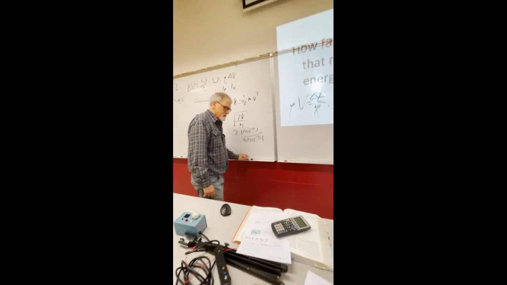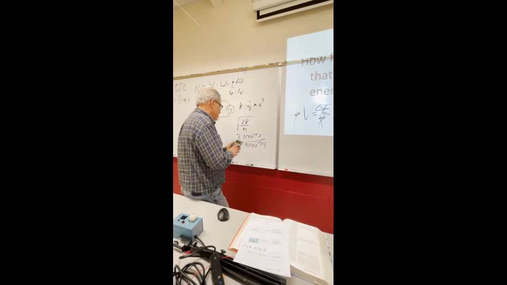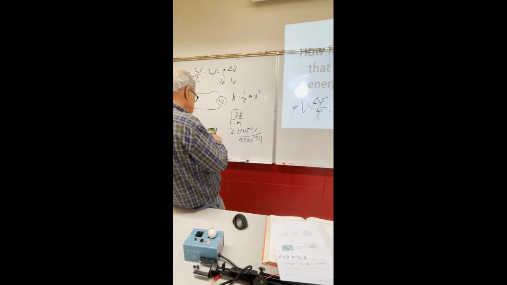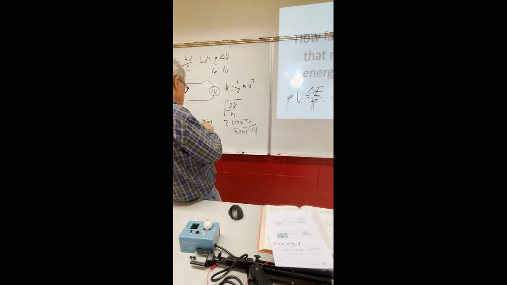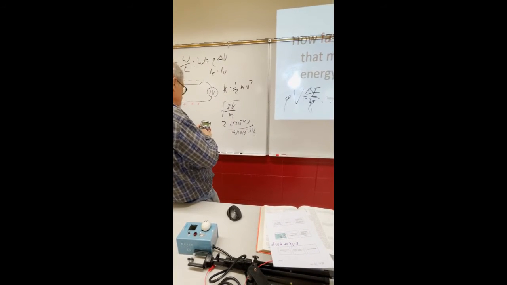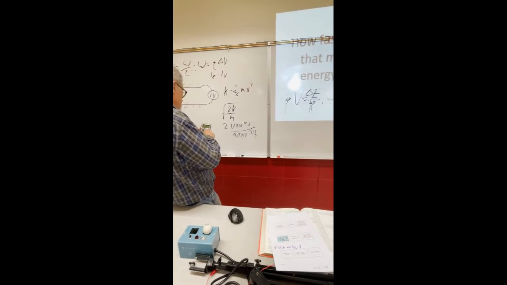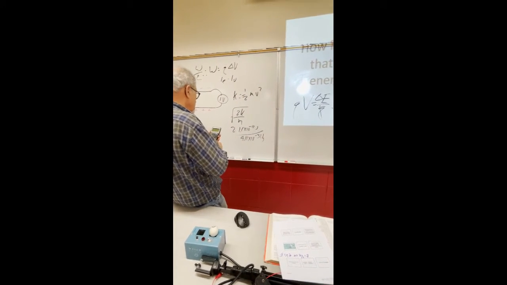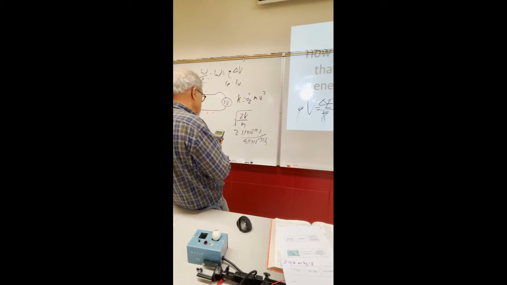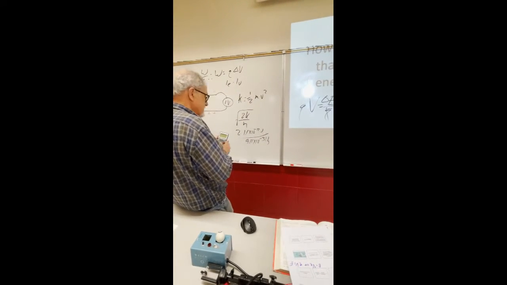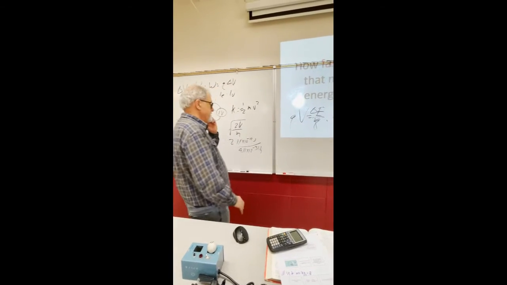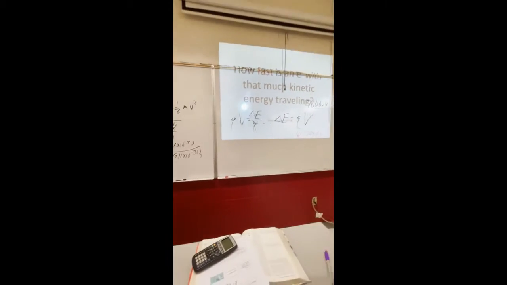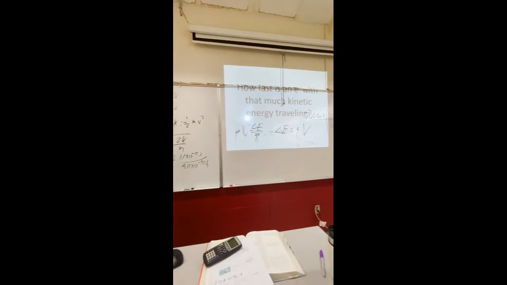12 minus 31 is 19, 20, divided by 9, so we're going to be around 10. That's 2 times 1.1 times 10 to the negative 12 divided by 9.11 times 10 to the negative 31. And I get, holy shiza, 2.2 times 10 to the 20. So how fast? That's fast.